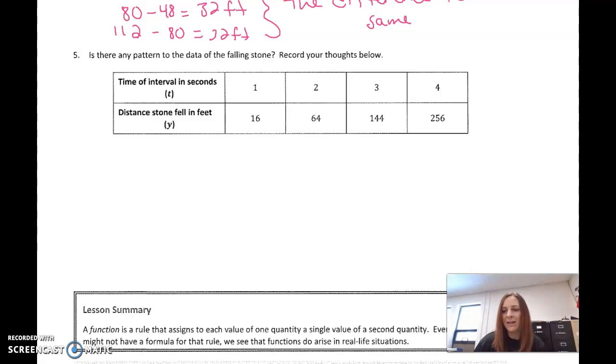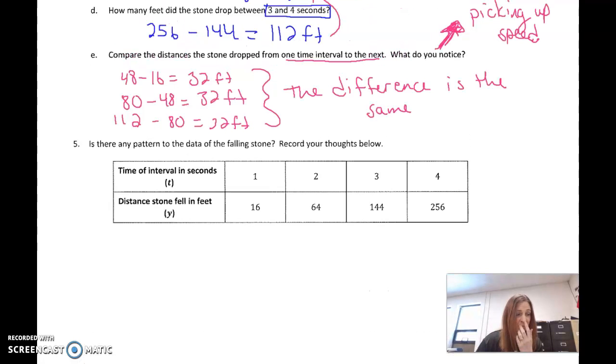And that's kind of where this is coming from right here. Notice to go from 1 to 16, we multiplied by 16. But to go from 2 to 64, we didn't multiply by 16. So it's not constant. We multiplied actually by 32. 2 times 32 is 64. To go from 3 to 144, we didn't multiply by 16 or 32. We multiplied by 48. And to go from 4 to 256, we actually multiplied by 64.